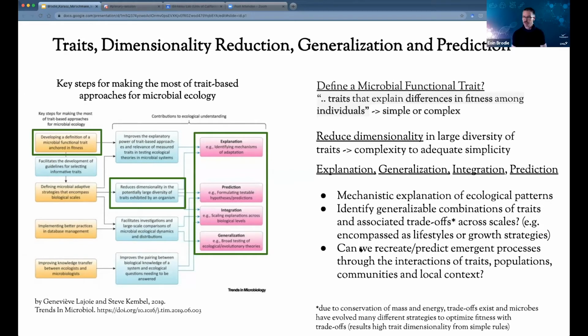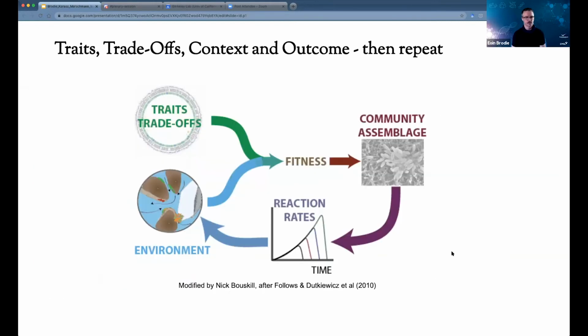And also, if we do a good job of this, when we recombine this information into models, can we recreate and predict emergent processes? So most of the things we observe in terms of biomass growth, CO2 respiration, biogeochemical process rates, these are emergent processes. And can we recreate those through the interactions of traits and populations when we combine these in the local environmental or community context?